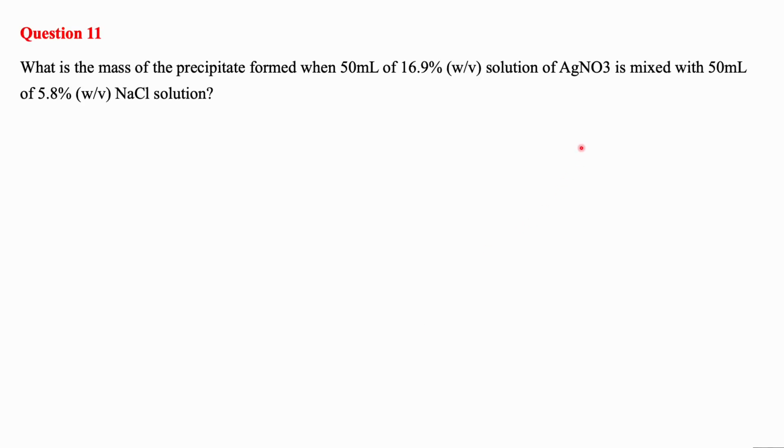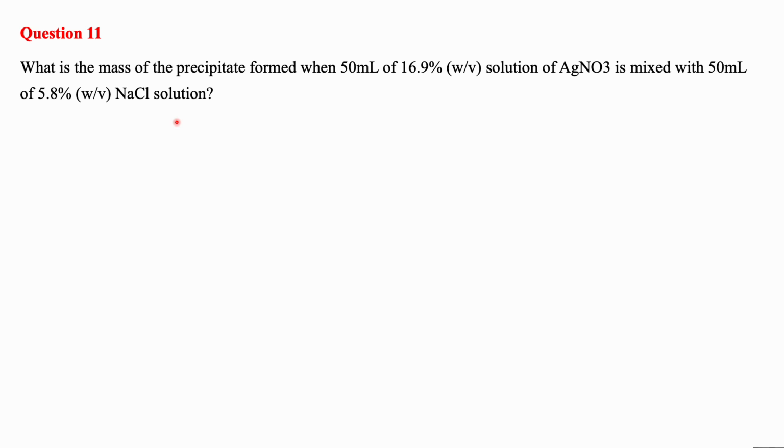So question number 11. Question number 11 is saying, what is the mass of the precipitate formed when 50 milliliter of 16.9% weight per volume solution of silver nitrate is mixed with 50 milliliter of 5.8% weight per weight sodium chloride solution. Here also we need to get the mass of the precipitate, but we have the silver nitrate and we have the sodium chloride. Then we need to rely on the concept of the solubility rules so that we can predict which compound is going to be insoluble.